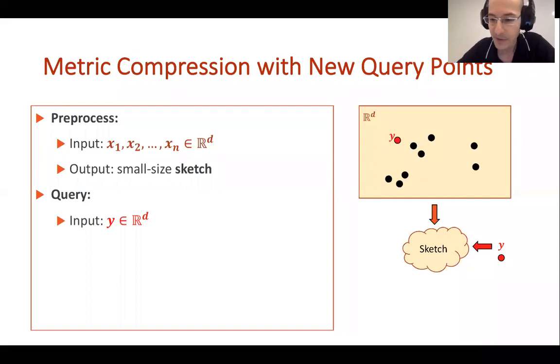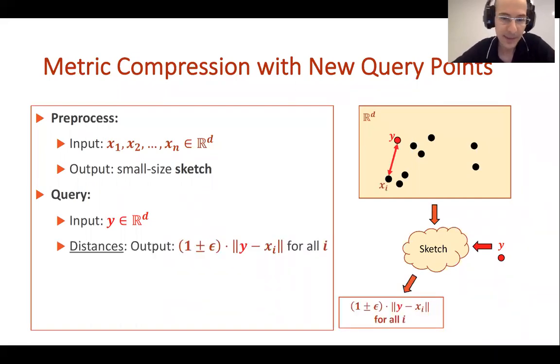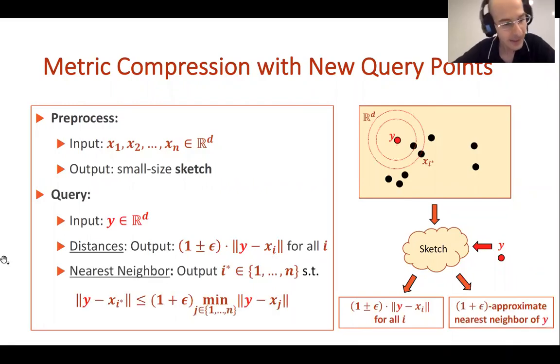So here you can consider two types of queries. One is the same distance query from before. We need to report a 1 plus minus epsilon approximation of the distance from y to each point in the data set. And the second type of queries is the nearest neighbor query. So we need to report an identifier of a point which is approximately the closest point to y in the data set.